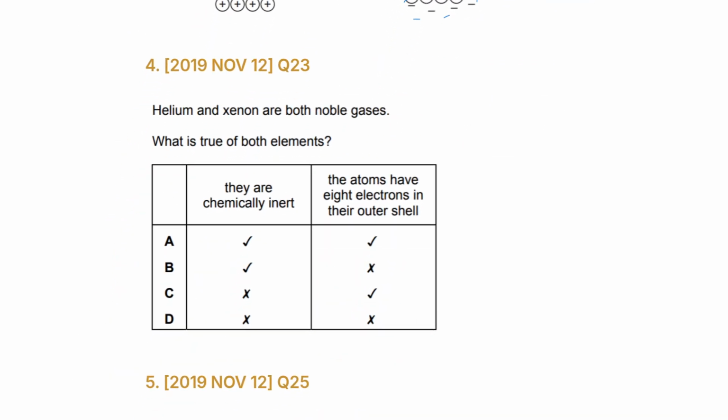Helium and xenon are both noble gases. What is true about both? They are both chemically inert. Yes, noble gases don't react because they have a stable electronic configuration. And they both have 8 electrons in their outermost shell? No siree, because helium has 2 electrons in its outermost shell. It has a complete duplet, not a complete octet. So helium doesn't, therefore A is wrong. B is the correct option.